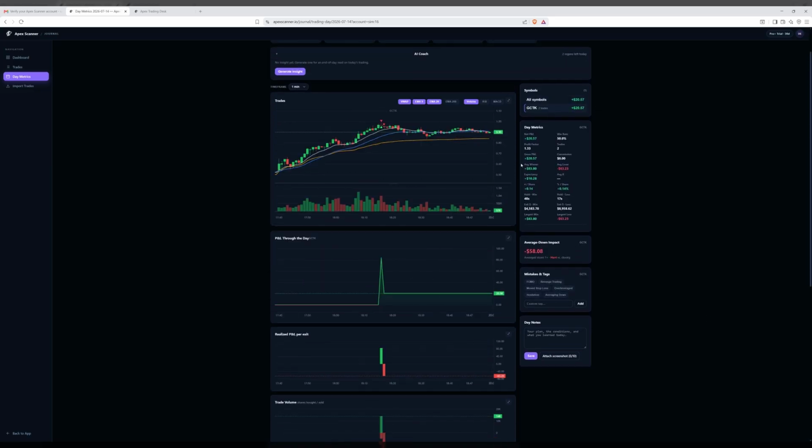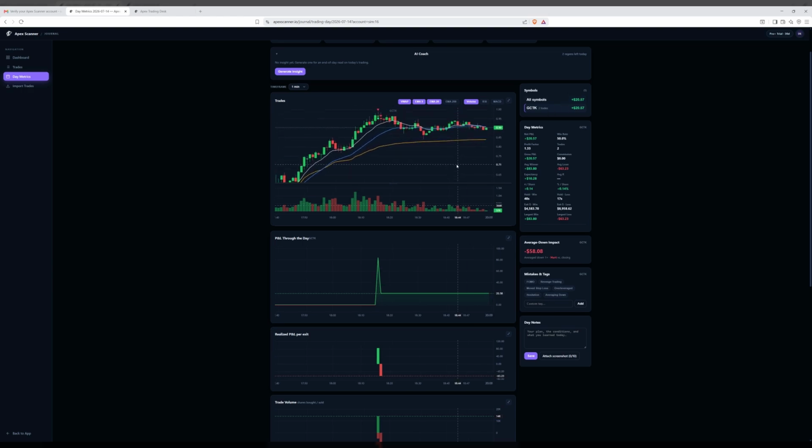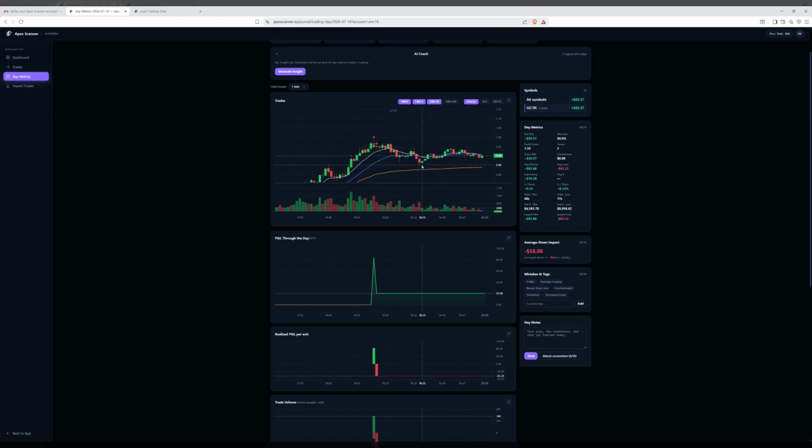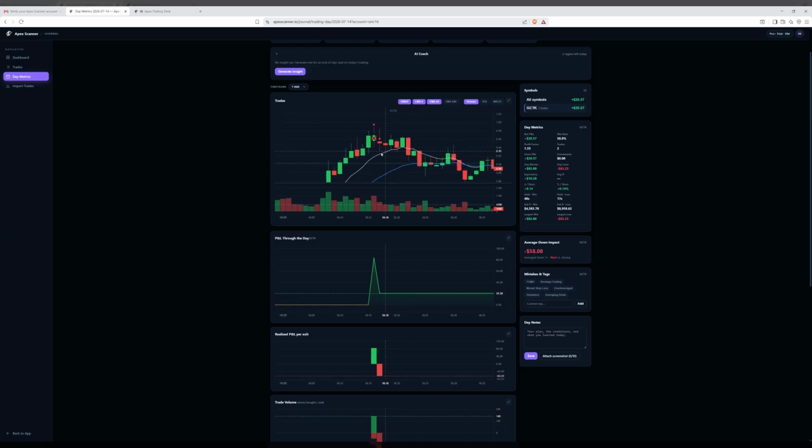Let's look at GCTK. So once you click on a symbol, it tells you where you took the trade, what were your entry points, what were your exit points. So you can zoom in and you can click on this. So you will see that I actually bought GCTK, 4,000 shares at 0.96, and then I sold it at 0.99, and then I bought again at 0.97, and then I sold it at 0.96. So I lost some money in the second trade.